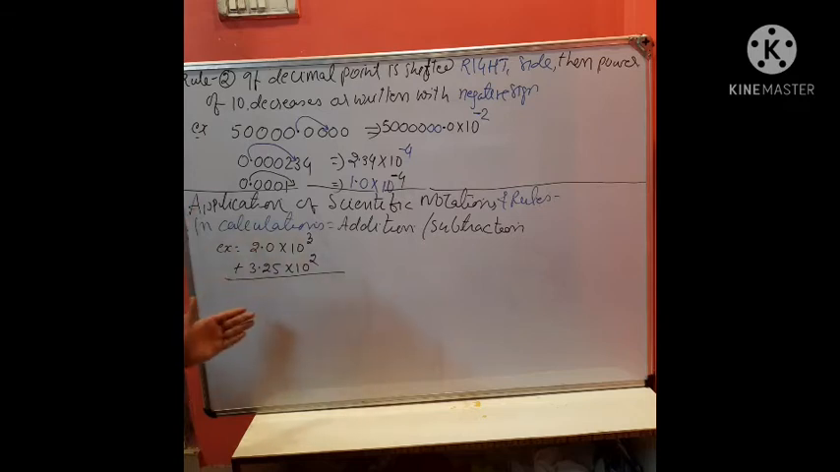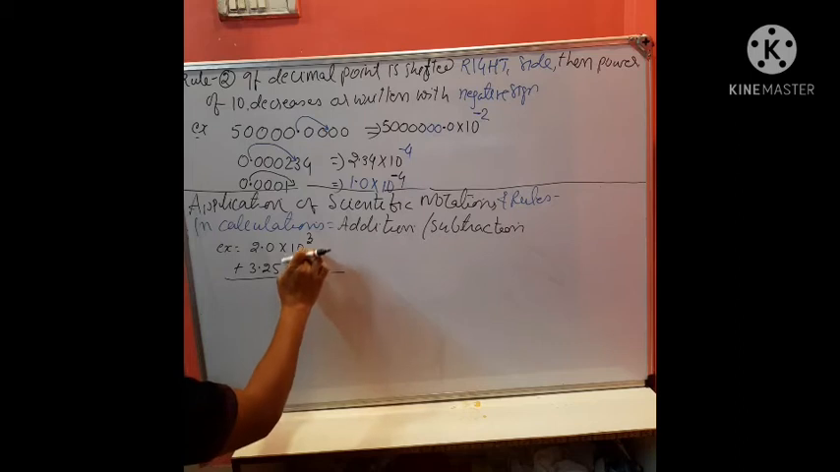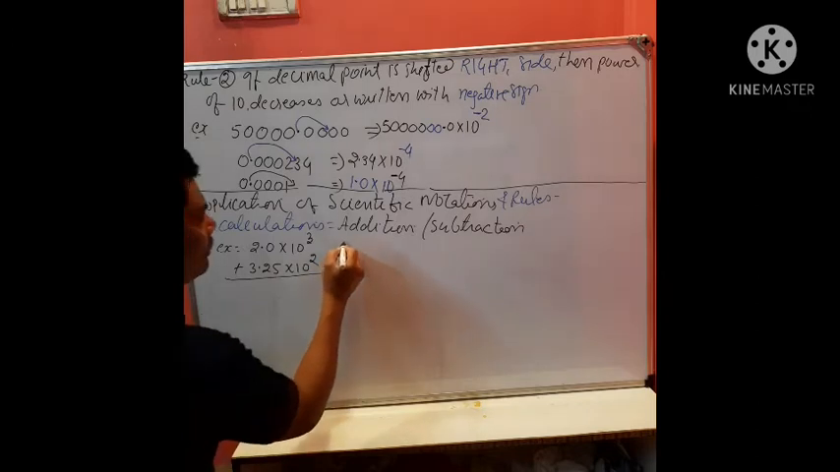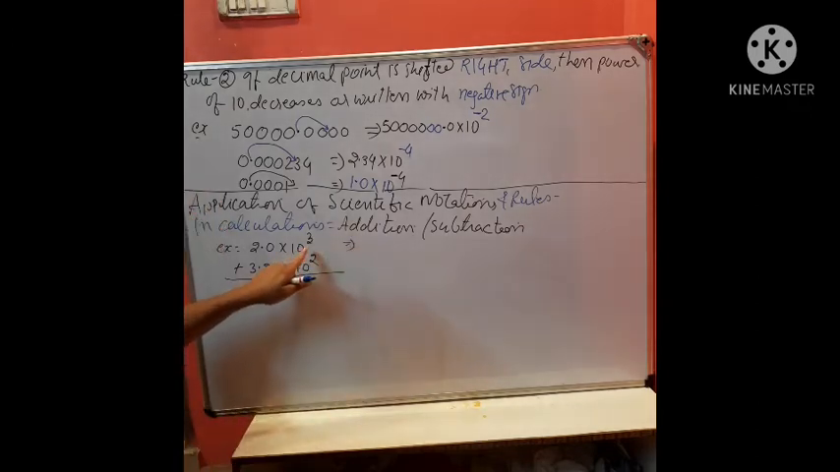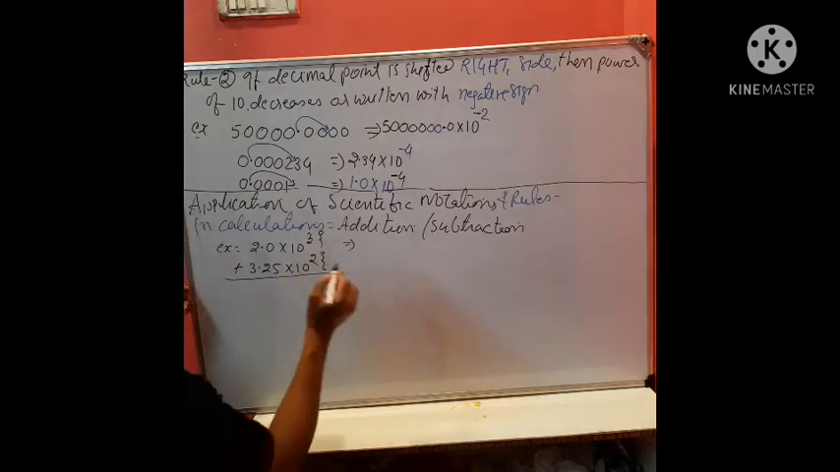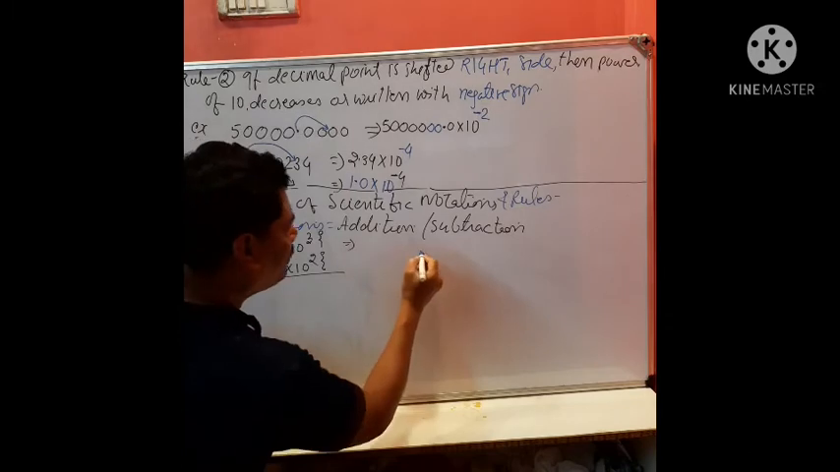What we have to do? Very first, we have to make the power of 10 the same in the two numbers of the given question, and then we have to add. We can change 3 to 2 or 2 to 3, either way; these two must be made the same. Suppose I am making it 10 to power 2.